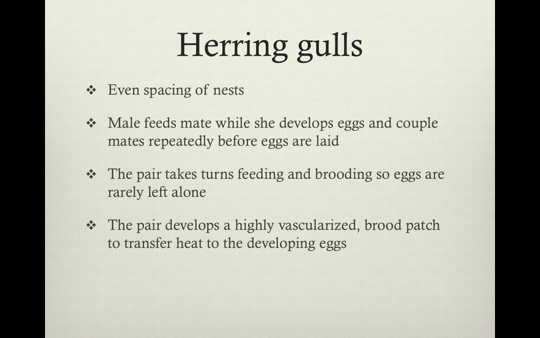eggs, keeping them warm. The pair develops a highly vascularized brood patch to transfer heat to the developing eggs. So there's an area on their underbelly that is devoid of feathers, and this area is highly vascularized. It has a lot of blood flow to the area so that it allows for a more effective transfer of heat. This bald patch on the belly is going to more effectively transfer heat to the chicks instead of having to pass that heat first through a covering of feathers and secondly through the shell of the egg.